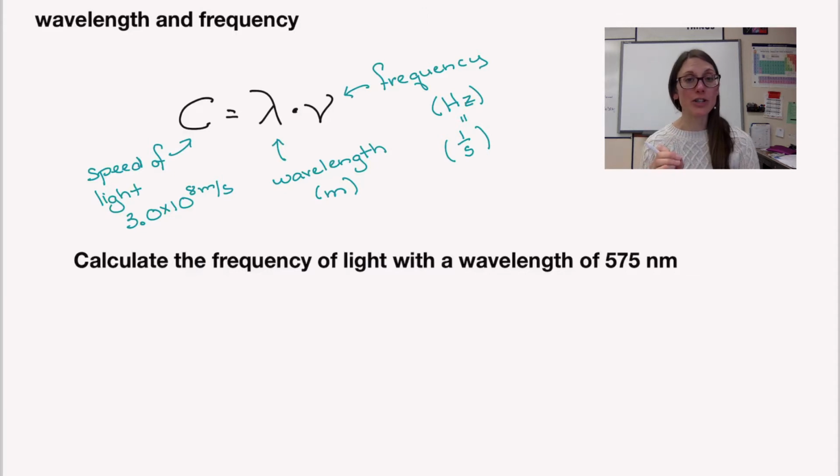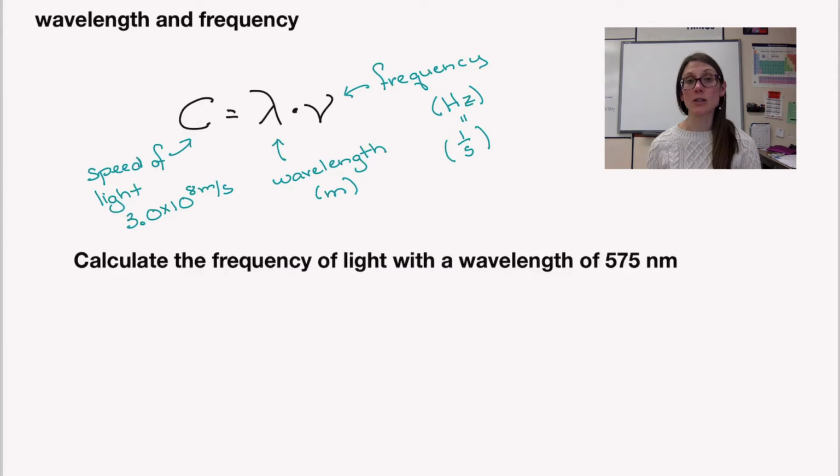So this relationship means if I know any two of these values, I know the third. Since I always know the speed of light, if I know the wavelength, I can calculate the frequency, and if I know the frequency, I can calculate the wavelength. Let's look at one example. Let's calculate the frequency of light with a wavelength of 575 nanometers.